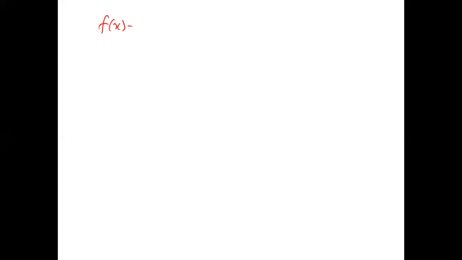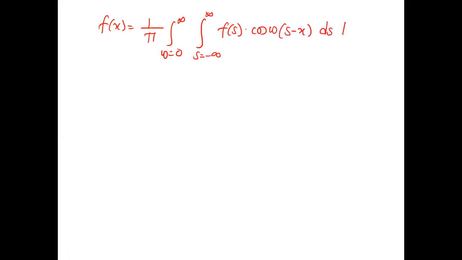So f of x is, let me write it again, 1 by pi. Omega is from 0 to infinity, s is from minus infinity to infinity. f of s into cos omega s minus x, ds d omega. But here we can see something, cos a minus b. What is the formula of cos a minus b? cos a cos b plus sin a sin b. So you can use it here.